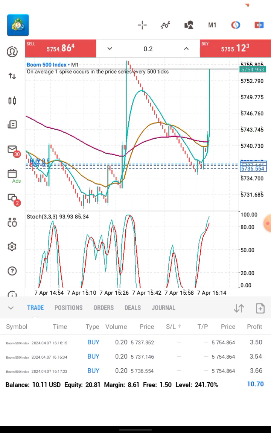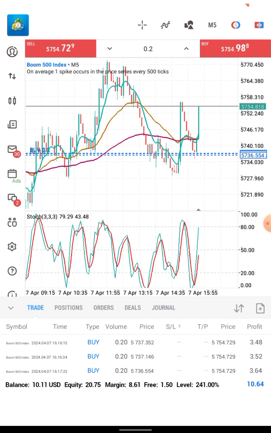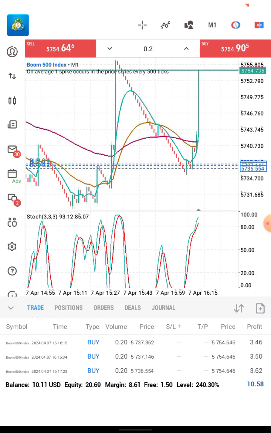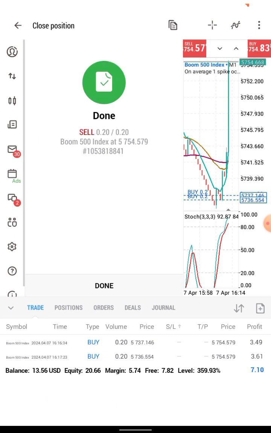Good. That is it. Can you see it now? That is $10. This is just within how many minutes? 1, 2, 3, 4, just less than 5 minutes. We've gotten $10. So that is that. Don't be too greedy. Just close it.